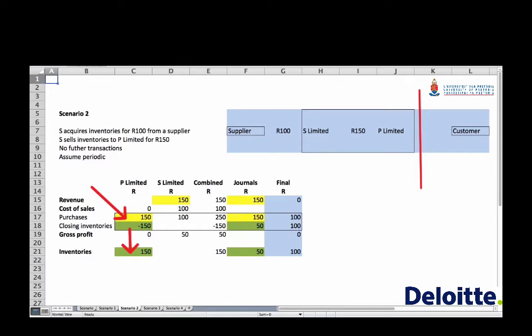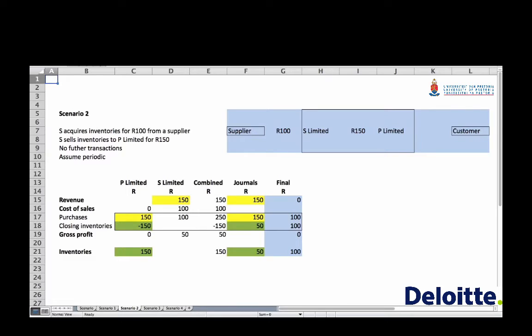As a result, P Limited has no cost of sales, has no gross profit. The subsidiary, however, is reflecting a gross profit of 50 Rand, being the inventory sold to the parents for 150 that they acquired from the supplier for 100 Rand.